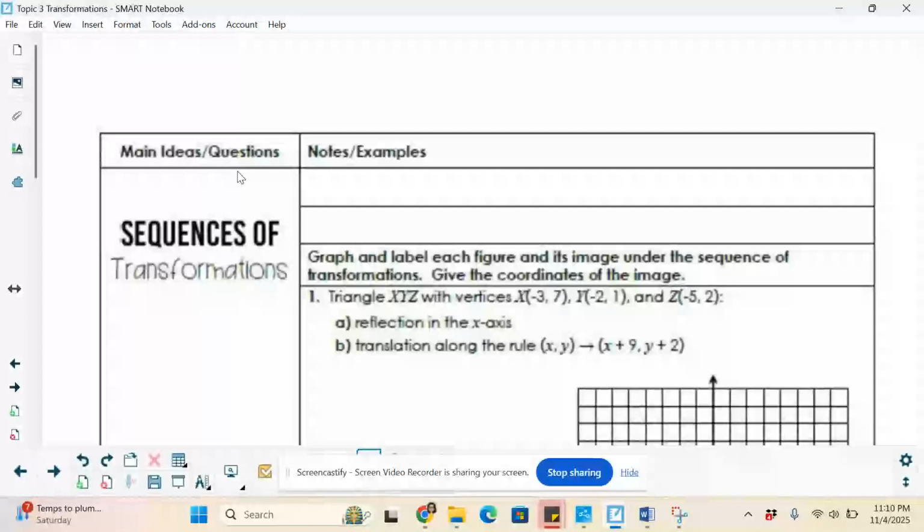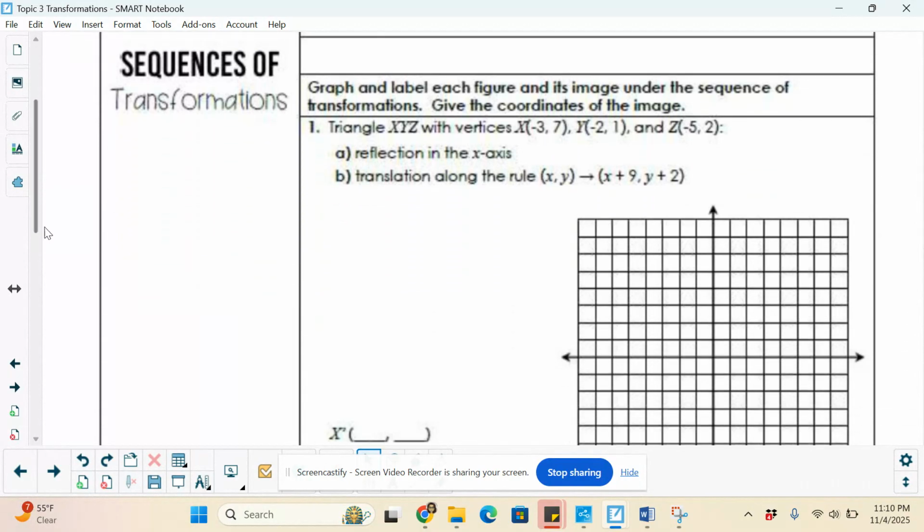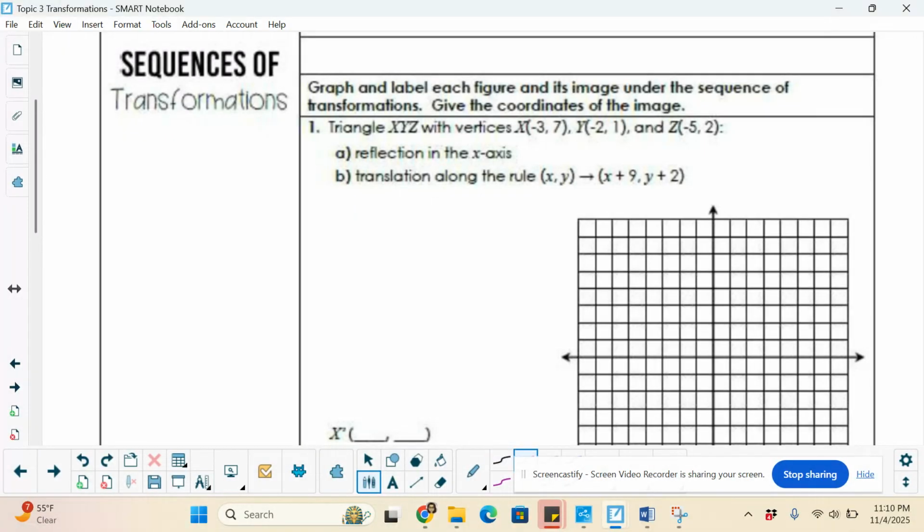All right, today's lesson is going to be on sequences of transformations. So now we're going to take what we already did and apply it to more than one transformation. So let's look at number 1. First, I'm going to go ahead and plot my points. Just like we did before, we are going to plot our points.